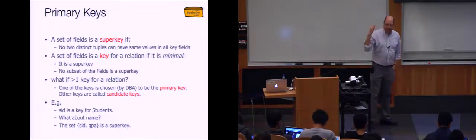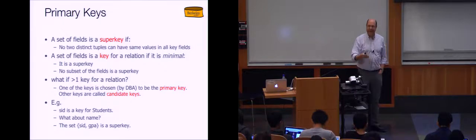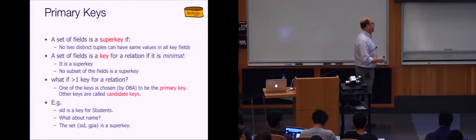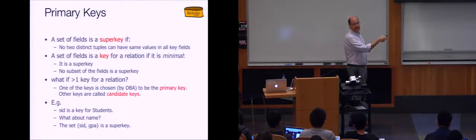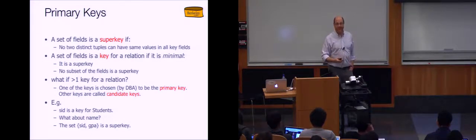Okay, so this example here is just, as we've said, student ID is a key for students, right? It's arbitrary. We force that to happen by the way we assign student IDs. Name, is that likely to be a key? Just the person's name.